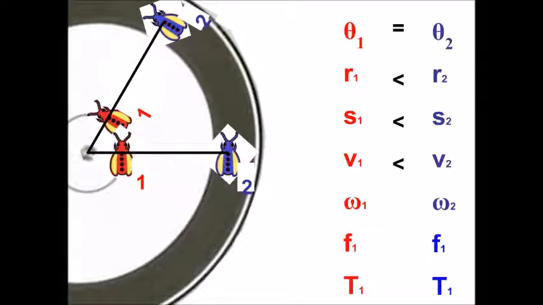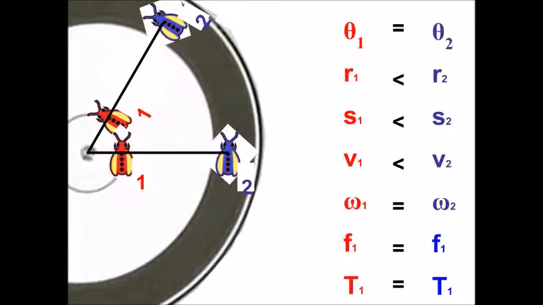Bug 2 is going faster, but both of them are traveling with the same angular velocity, the same omega, going the same theta in the same time. They are traveling with the same angular velocity. They are traveling with the same frequency. They will make the same number of cycles per second, and they are traveling with the same period, the same amount of time for one cycle.